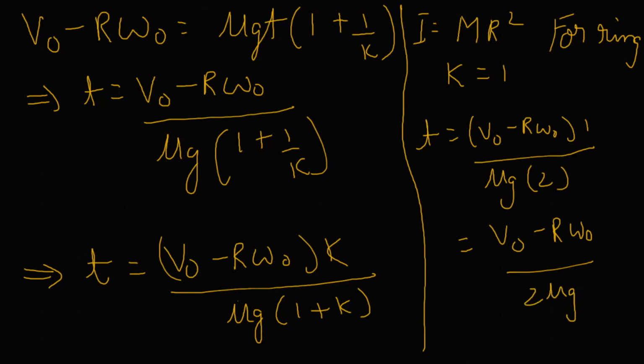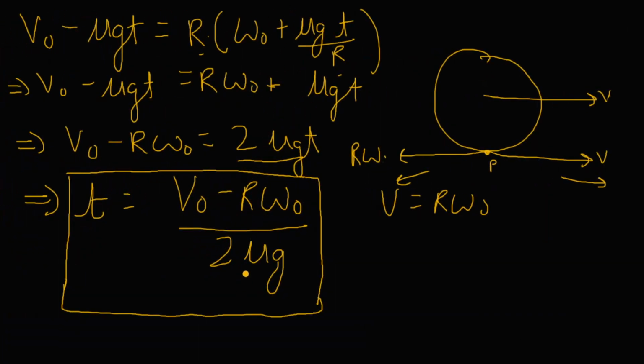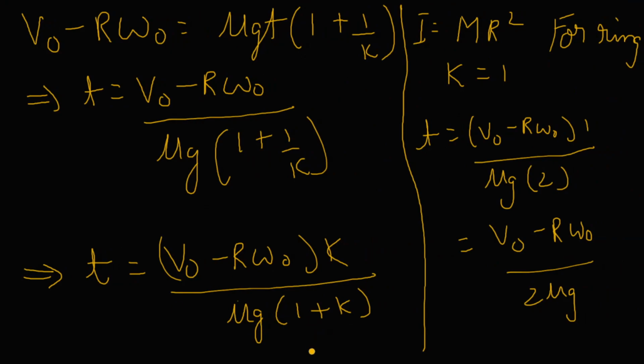Now let us go back and see what we have solved for the ring. That's the exact same thing. So the formula we have derived at the end is a universal formula which is applicable for any rolling object. You just have to find the value of k and substitute it in this formula and you will get the answer. So yeah, this is a universal formula and people can use it for any rolling object, and we are done.